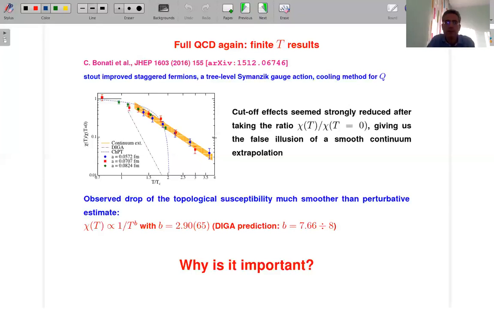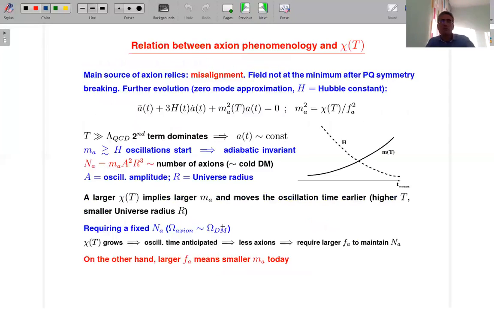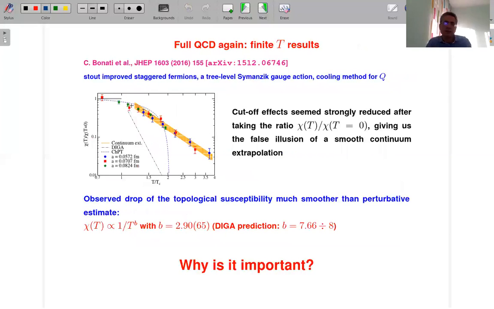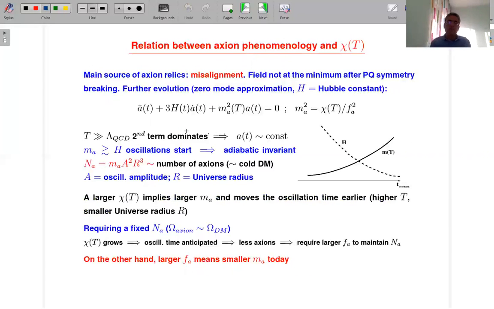Okay, and so why is this result important? Why is this important to axion phenomenology? Now, I don't have the time to explain everything in detail, but basically, how the topological susceptibility changes with temperature is important for axion phenomenology. Let me make a picture which maybe tells more than what is written in this slide.